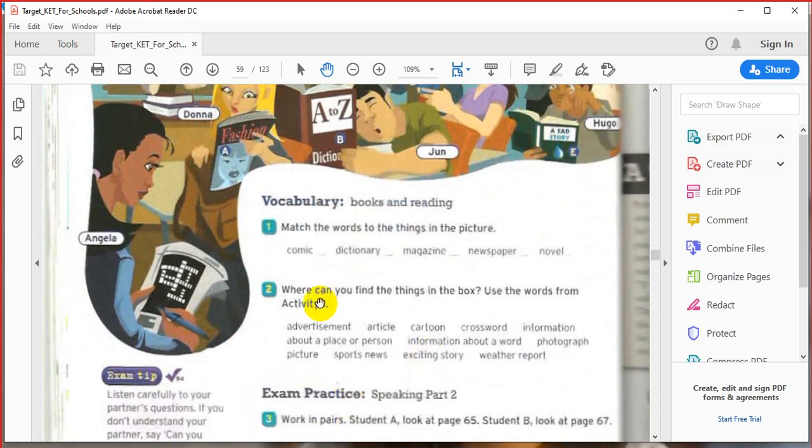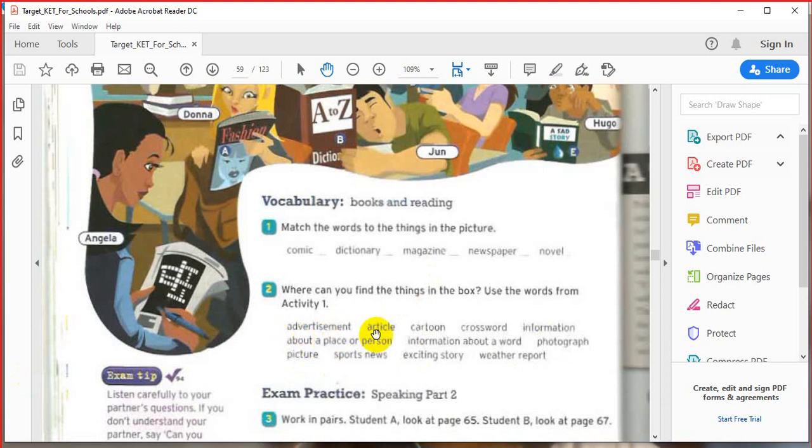Next. Where can you find the things in the box? Use the words from activity 1. So here, advertisement. Where can you find advertisement? You can choose if it's in a comic, dictionary, magazine, newspaper, or novel. Advertisement. I want you to repeat after me. Let's do the pronunciation of each word first. So repeat after me, okay? Advertisement.